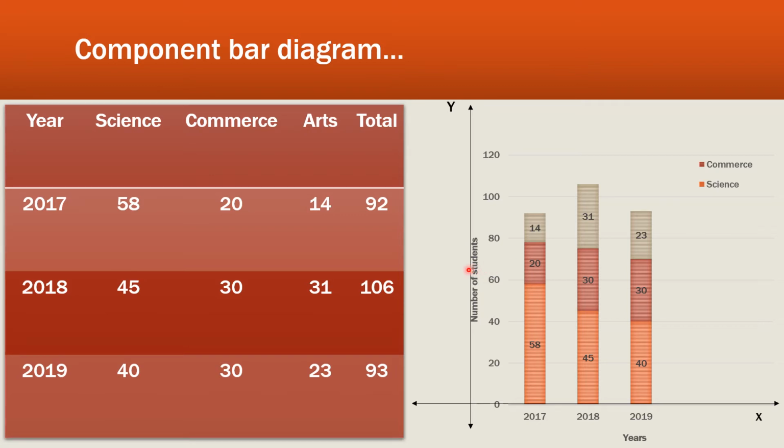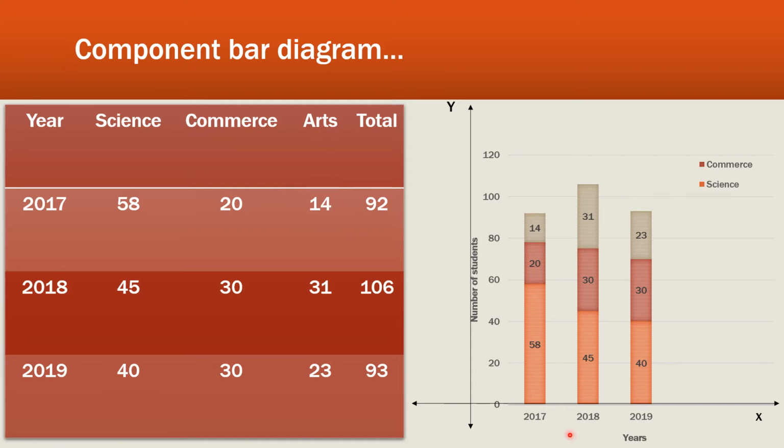y-axis. Then how do we get this part, the number of commerce students? We add 58 to 20. And what do we get? 78. So we put a line at 78 corresponding to that value on the y-axis, which shows us the number of students. Once we do that, we get a space between the number of science students and the other portion of the bar. So this portion in the middle will give us the number of commerce students, and the remaining would obviously be the 14 students that belong to the arts stream.